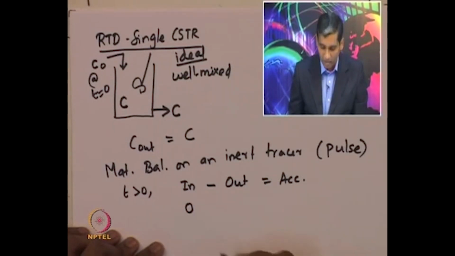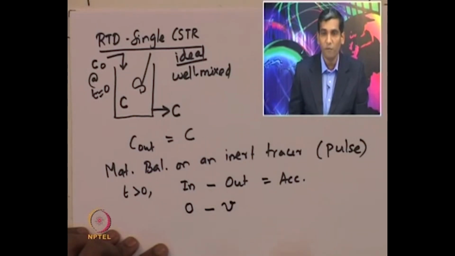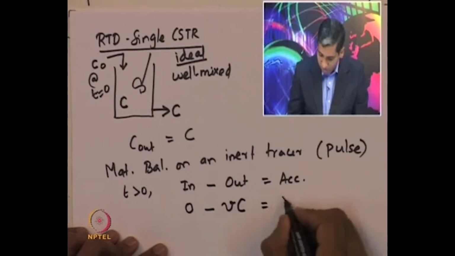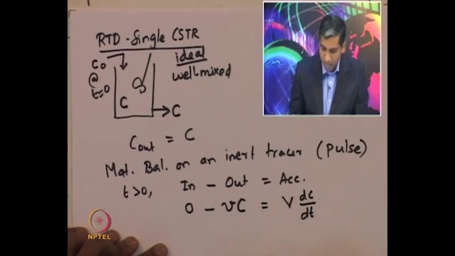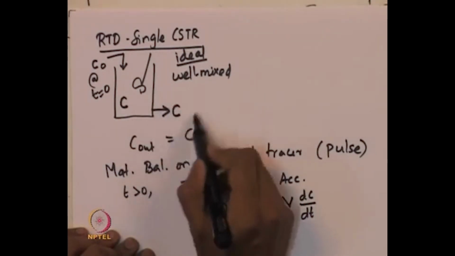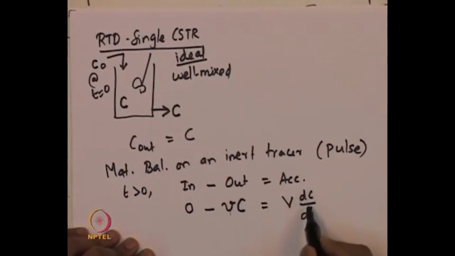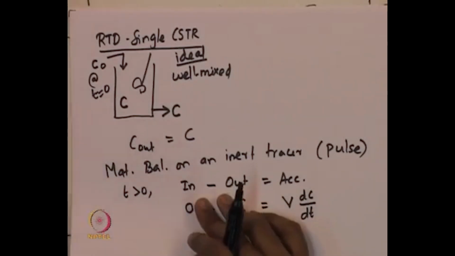So the inlet is 0, minus what leaves, which is the volumetric flow rate V of the effluent stream multiplied by the concentration of the tracer C, and that should be equal to V dC by dt, which is the accumulation of the tracer in the CSTR. Because the concentration of the species inside the reactor is equal to the concentration at which it leaves the reactor, the C here represents the outlet concentration of the species in the effluent stream.